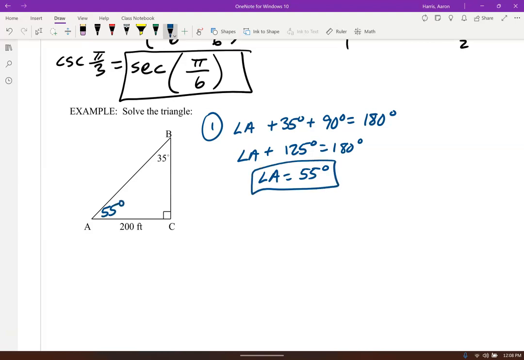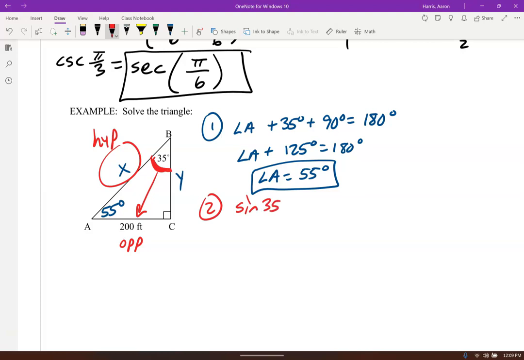All right, so we've solved for the remaining angle. Now we need to find the side lengths, okay? Let's call the hypotenuse x here. We'll call that height there y. How about that? Let's solve for x. So notice I have 35 degrees. Let me use this as my reference angle. So I have the 200, and I want to solve for x. So I have an opposite side and a hypotenuse, at least when this is our reference angle. So I'm going to use the sine because I know the sine is opposite over hypotenuse.